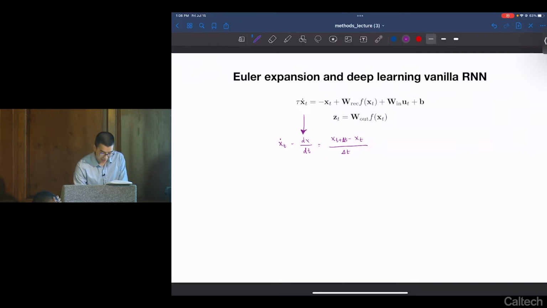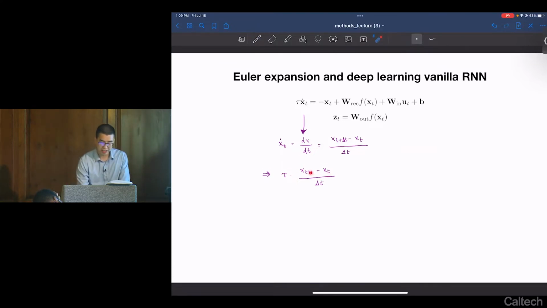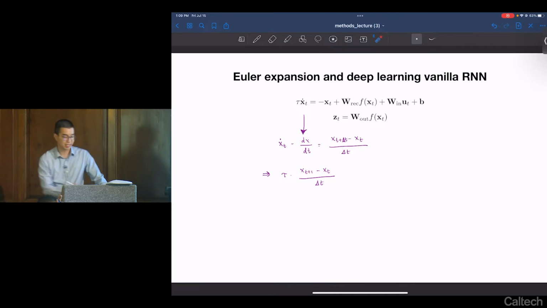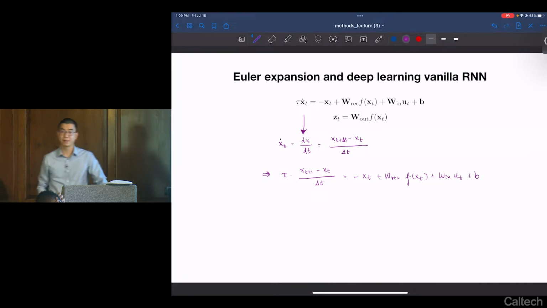So if I plug this into this equation, that will give me tau times x of t plus 1 minus x of t divided by delta t. So now here you could think of t as a discrete variable, and it increments by one time step, and the length of that time step, that bin, is given by delta t. All right, so all I've done is plugged in x dot t equals this, and this is equal to minus x of t plus w recurrent f of xt plus w in u of t plus some bias b.